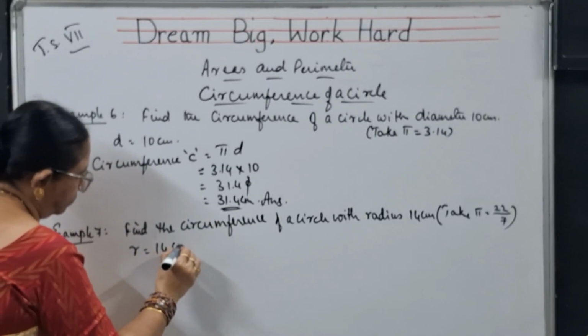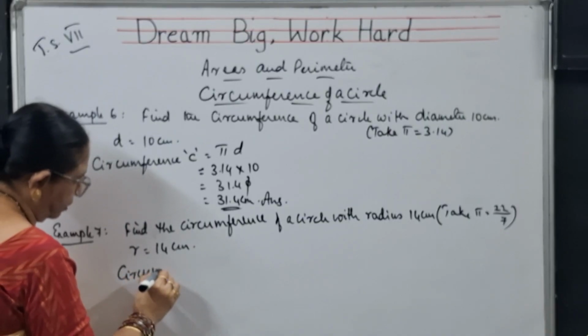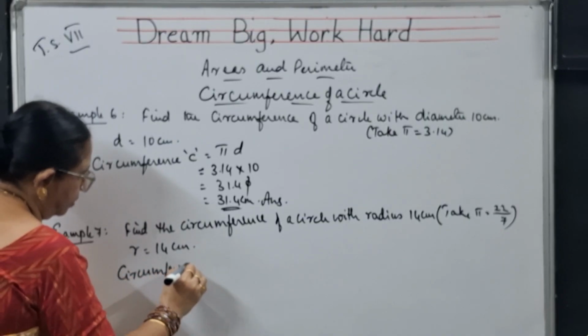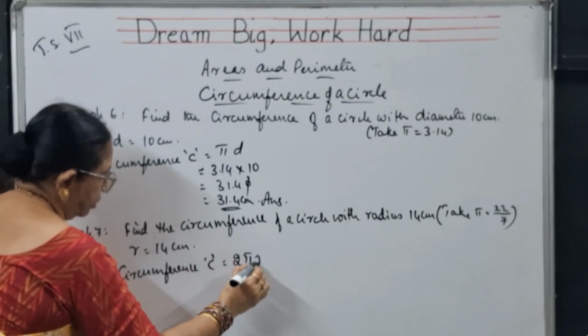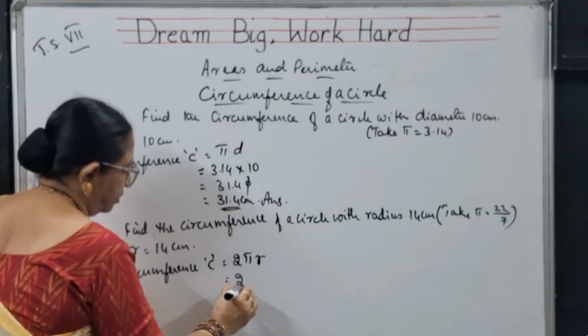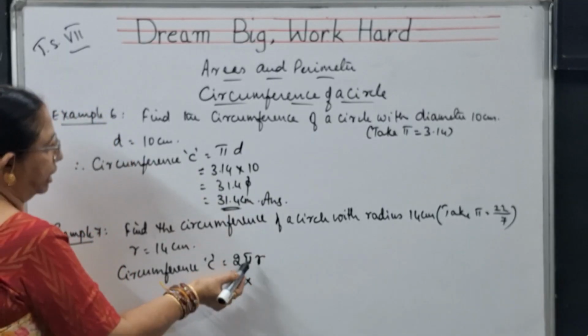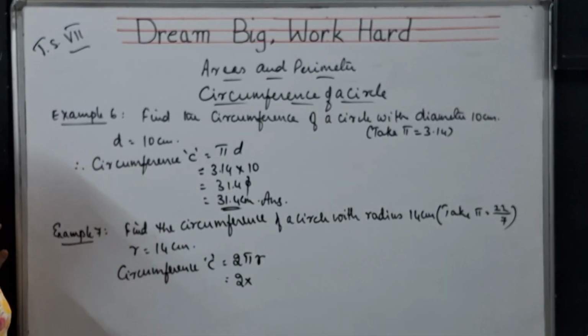Radius is given as 14 centimeters. So, circumference C is equal to 2 pi r, because radius is given. Already I have told you the formula, children. 2 into, see children, pi, they have given here 3.14, so I have taken 3.14.